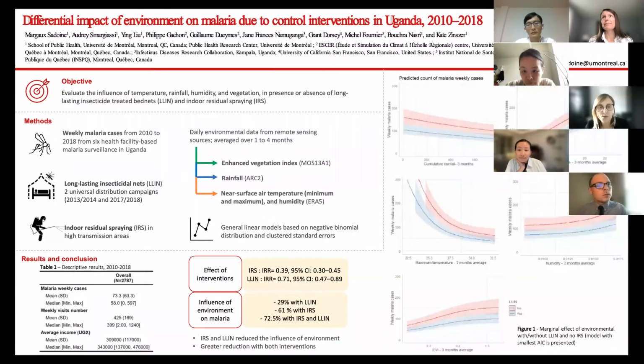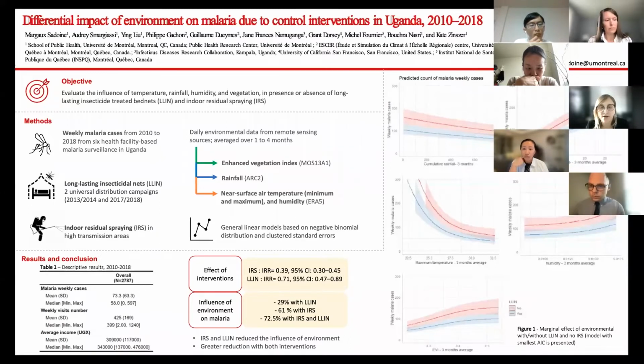But from figure 1, you can see that the nets alone have a protective effect. And precisely, the influence of the environmental variable was reduced by 29% with the nets alone compared to no nets, by 61% with the spraying compared to no spraying, and by 72.5% with both interventions. So there is a greater effect of the spraying compared to nets, but the combination of the 2 interventions gives additional protective benefits against the effect of the environment.